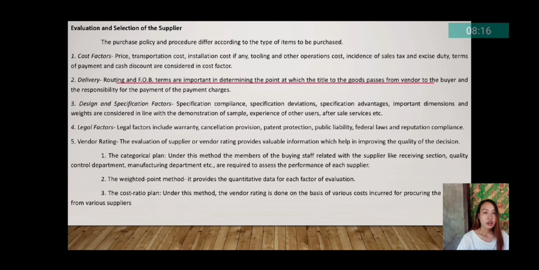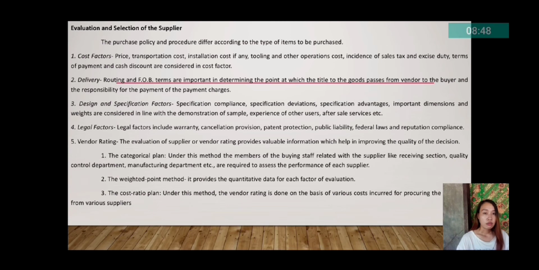Under this method, the members of the buying staff, the supplier receiving section, quality control department, and manufacturing department are required to assess the performance of the suppliers. So, in the categorical plan, they examine the proper way and how to manage the supplier, receiving section, quality control, and manufacturing department in assessing the performance of the suppliers.